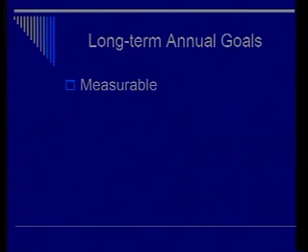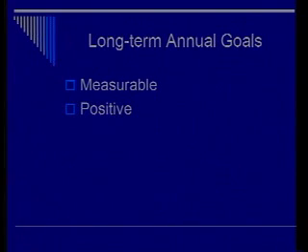The long-term annual goals you want to make sure are measurable. Otherwise, this is a behavior that is observable. I used to have a professor who used to teach us in a class writing long-term annual goals and short-term objectives. What does it look like? Well, I want this student to do good in math. I want this child to learn the alphabet. Well, what does that look like? Does that mean that child can write the alphabet, say the alphabet, sing the alphabet, recognize the letters? What are we looking for here? Okay, so they have to be measurable. It has to be an observable behavior.